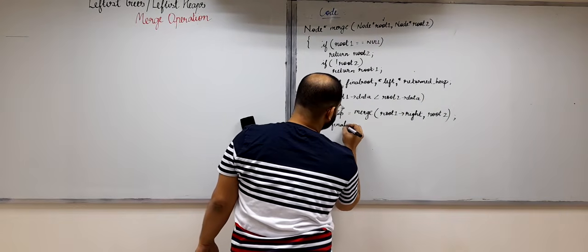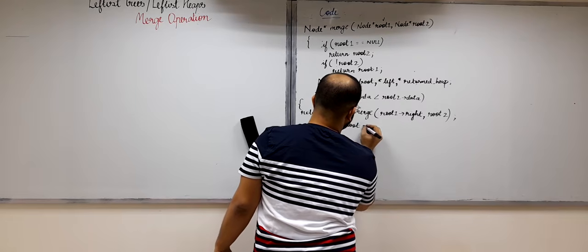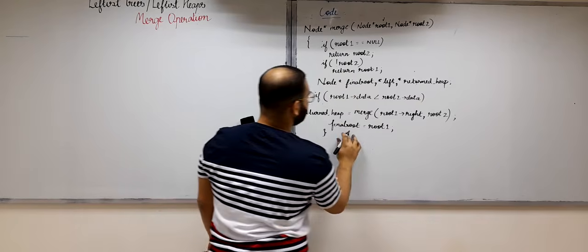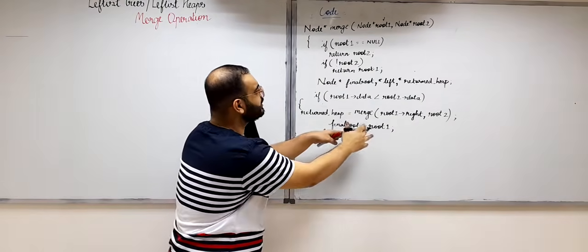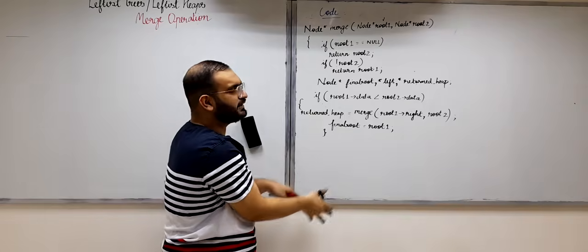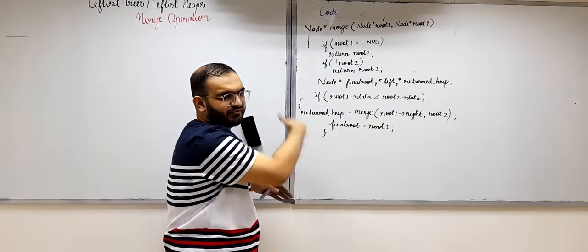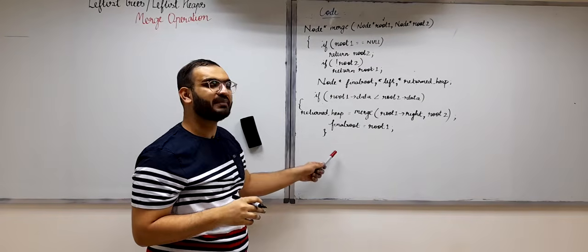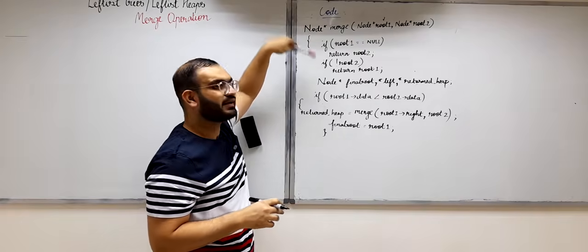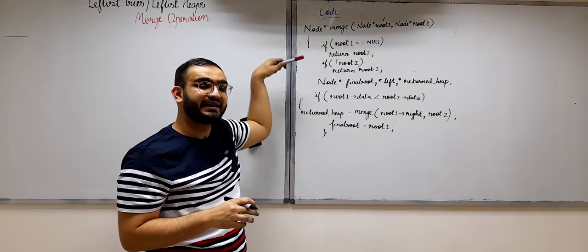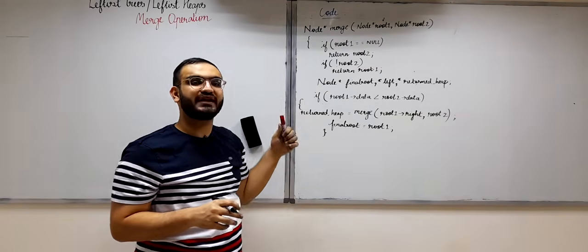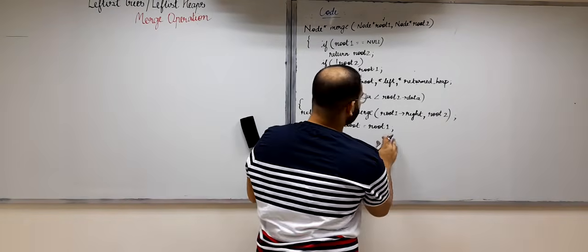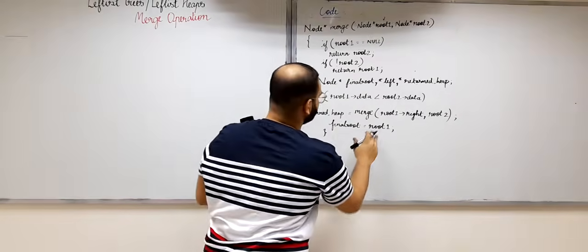Our final root will be root 1. Now what do I mean by this step where I set final root to root 1? When this merge function ends, we have to return a heap from this recursive call as well. So what will be the root of that heap? The root of that heap will always be the root of the heap that has the smaller value, right? That is why I have written that final root is equal to root 1.